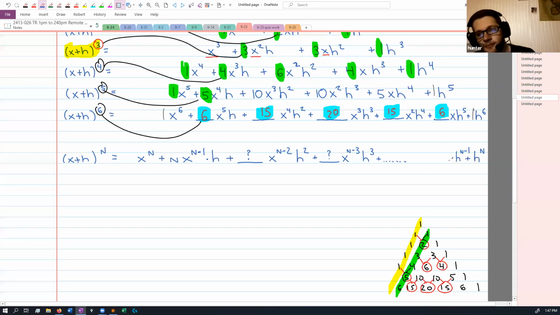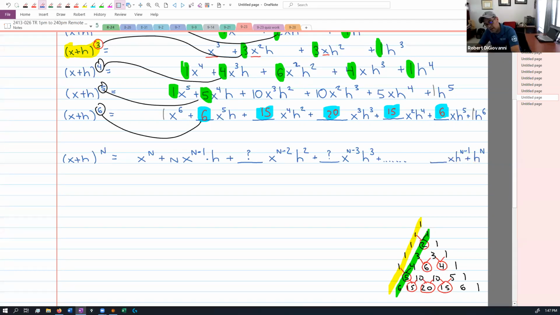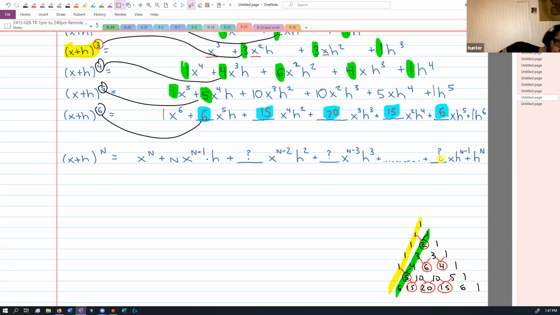And then some number in front of that. I don't know what that number is. It actually is n, but I don't even care. It's not going to matter. And then we have a bunch of stuff in front of that, and I don't care what that is. Let me write it all out. So this is what x plus h to the n looks like.